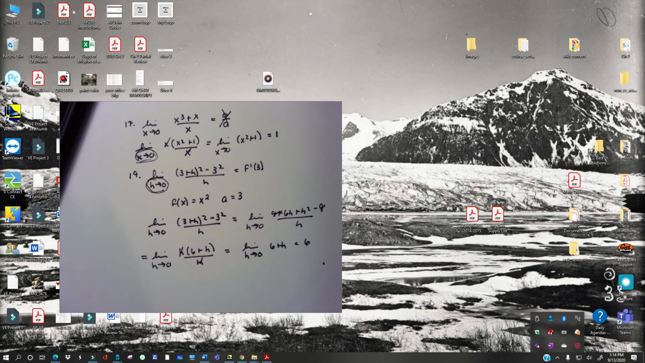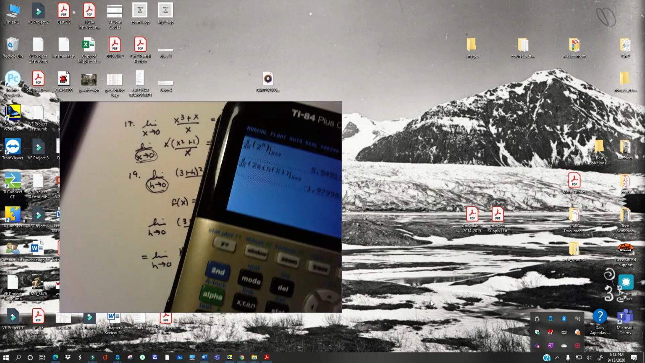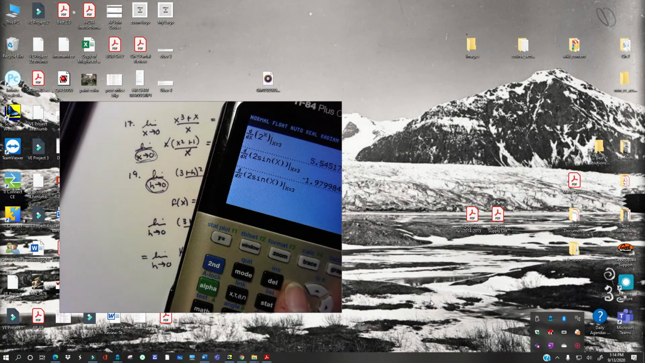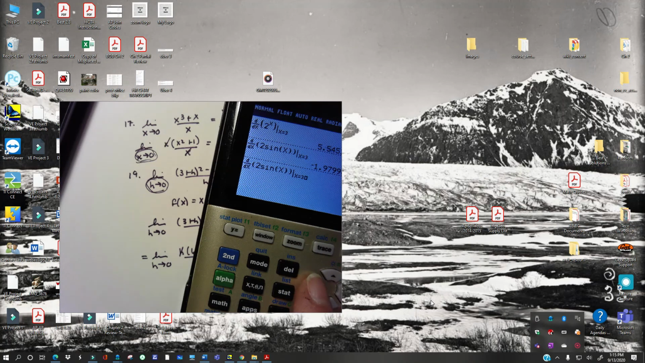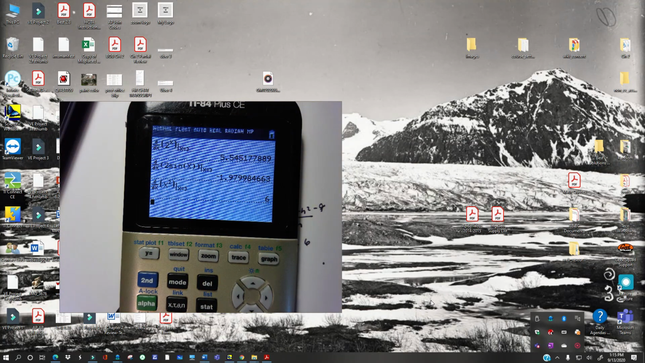Now, since I know what the function is, where did I write it? Here. Again, you could easily do this in your calculator. We want to know when x was equal to 3, and our function was x squared. Okay, so we can verify it, and we get 6. Okay, so there you have it, all the way to 19, 1 through 19.